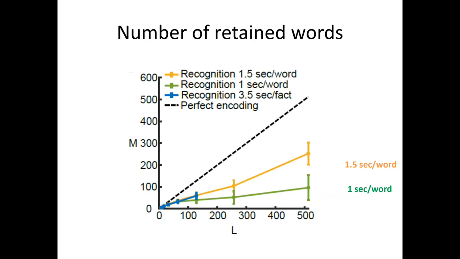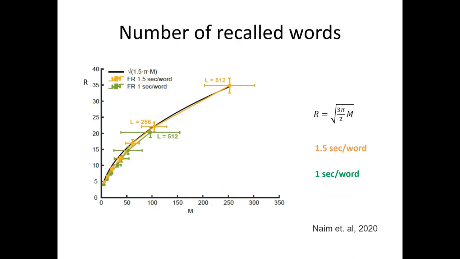And now we can do the final experiment. We do recall and plot R versus M. And there was a big surprise for us, I have to say, that all the data points were very, very close to our predicted equation. We manipulated the number of words in the list. We manipulated the presentation speed. So we had a large number of points and all of them followed the predicted line quite precisely.